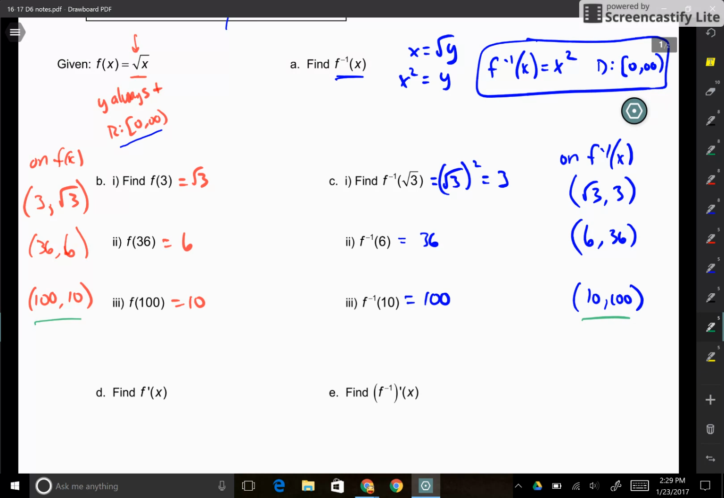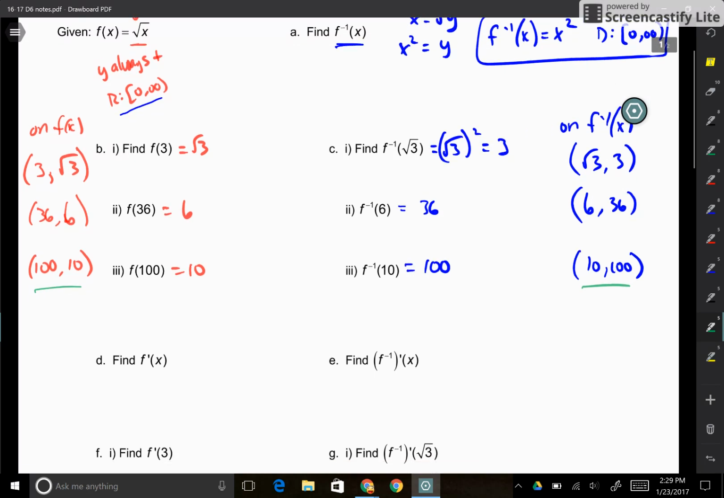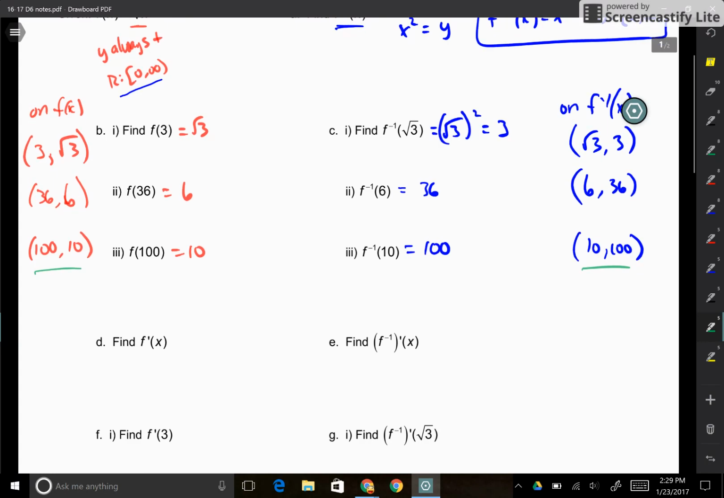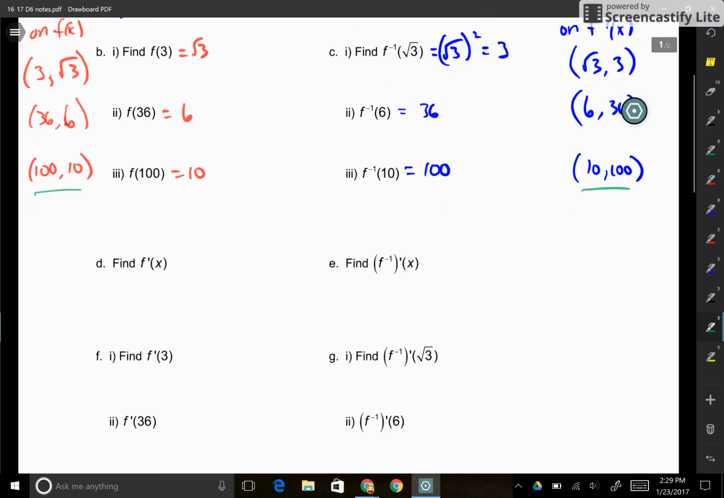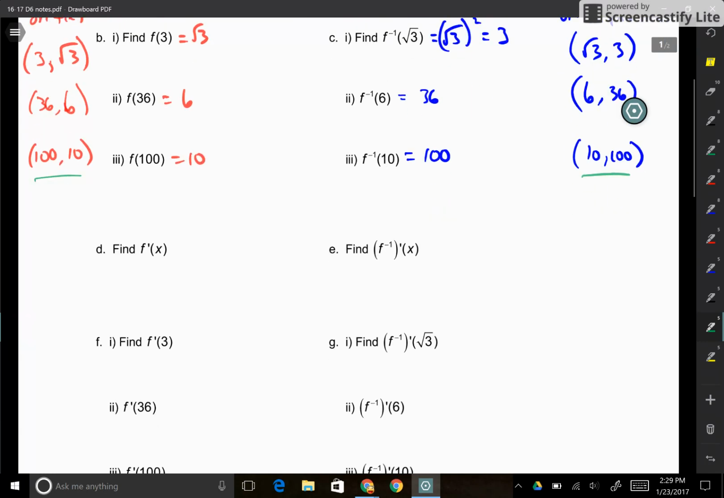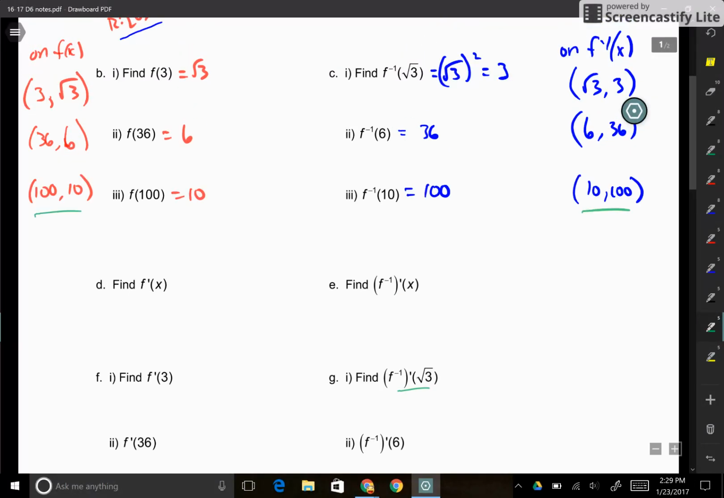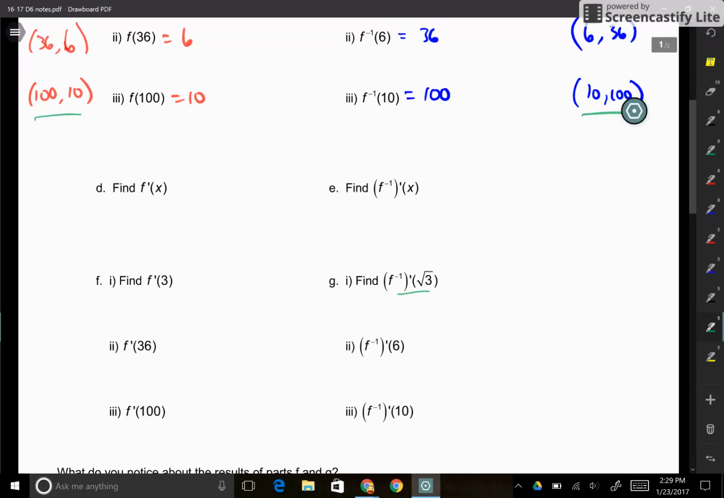So now how does that play out? Is there a relationship between the derivatives? What kind of a pattern have we got going here? I've got these values, and I'm going to look back at them in a second. As I scroll down, in letter C we were doing f inverse of root 3, and in letter G we're doing f inverse prime of root 3, then f inverse prime of 6 and f inverse prime of 10. I'm using the exact same values. So now what does that mean?